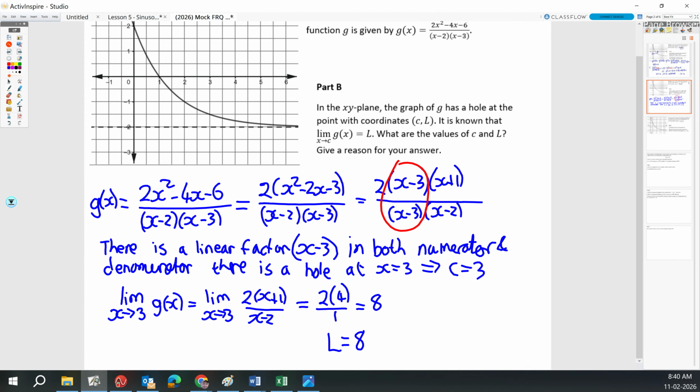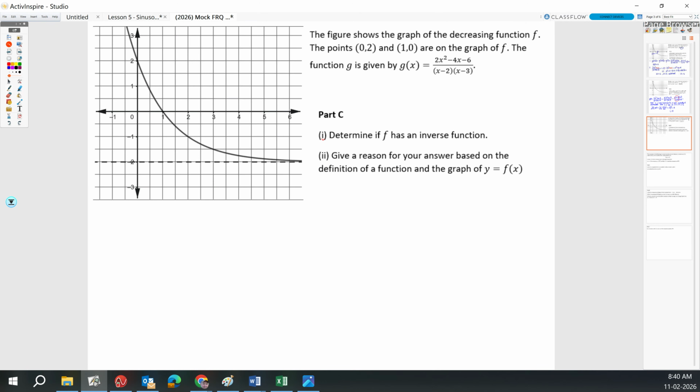I'll just do one more question. Determine if f has an inverse. Give a reason for your answer based on the definition of a function. So if we look at the graph of f, we can see here that it's going to pass the horizontal line test. So on this question, you cannot just answer yes. You have to say what you're saying yes to. Answer with a sentence. If you don't answer with a sentence, you won't get the point.